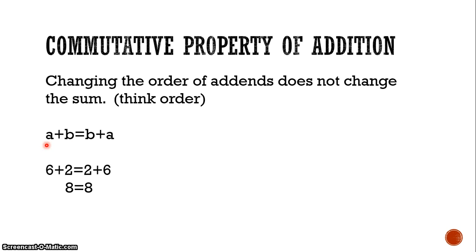So here you have A plus B, letters are just numbers you don't know. So A plus B equals the same thing as B plus A. So if I flip them around in an addition problem, it doesn't matter, the answer will still be the same. So I have 6 plus 2 here as an example equals 2 plus 6, and you get 8 on both sides, so it doesn't matter if you flip them around or not, the answer is still 8.